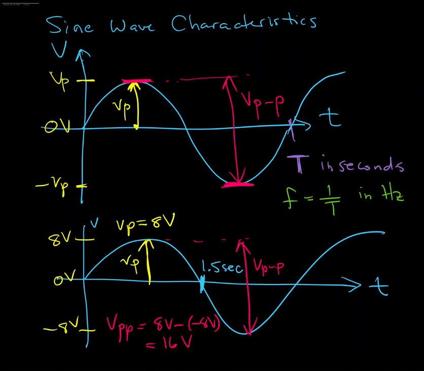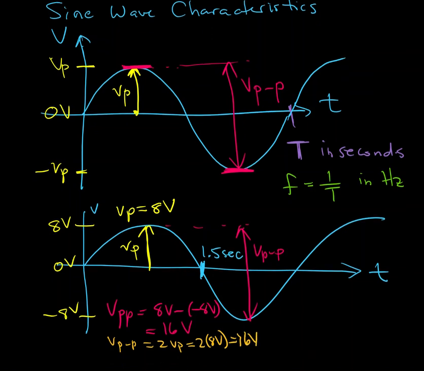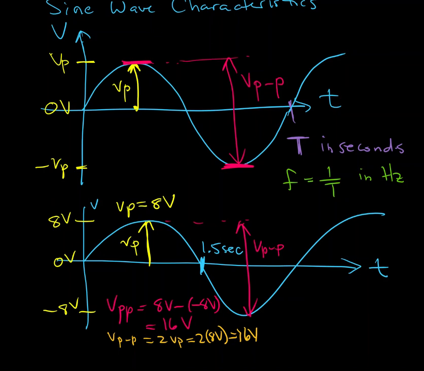And we should also remember that V peak to peak is twice V peak, which would be 2 times 8 volts, and we would still get 16 volts. Okay, so no matter how we calculated that, we got 16 volts.